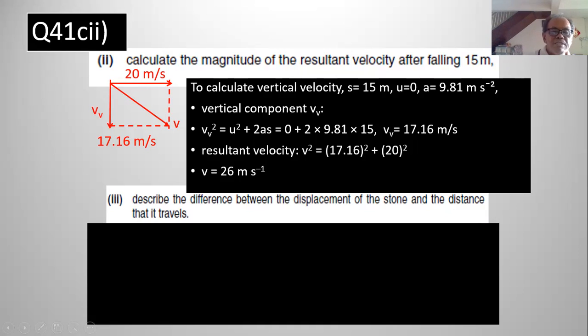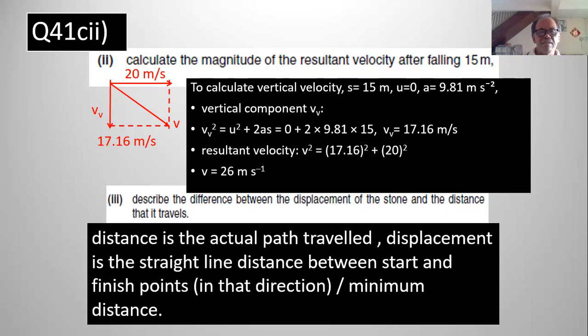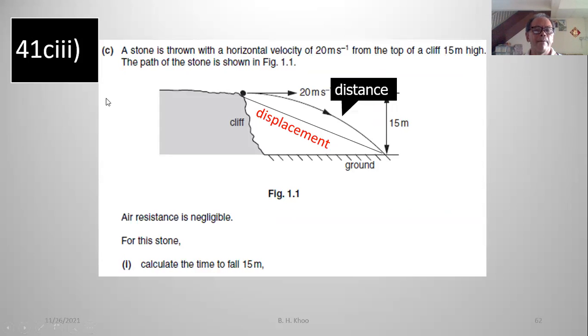Describe the difference between displacement of a stone and distance that it travels. Right? Distance is the actual path traveled. Displacement is the straight line distance between start and finish point. Right? Must apply. Not simply define distance traveled in a specific direction. Must define it clearly to the examiner. So if you are asked to draw, you can draw. That's the distance, the actual path traveled. Displacement, where it starts to where it stops, just draw a line.